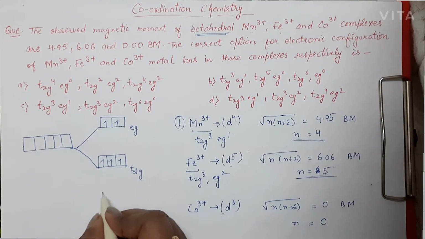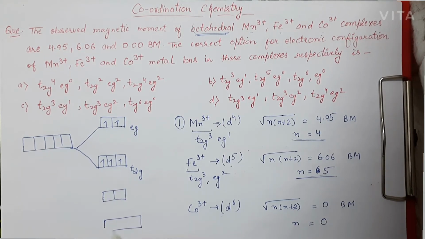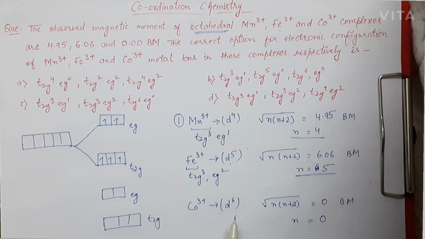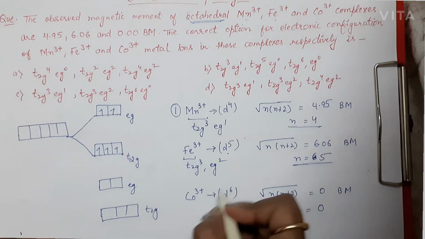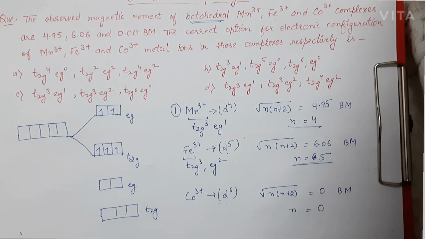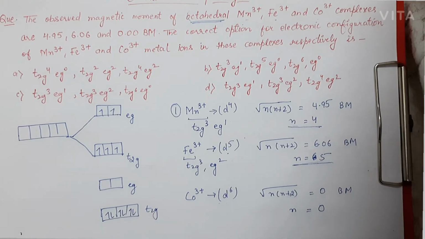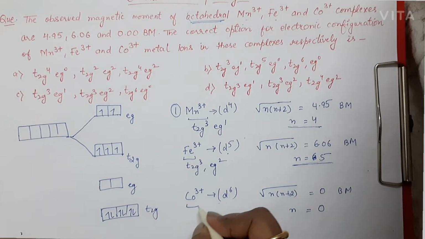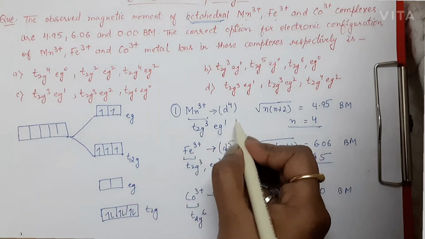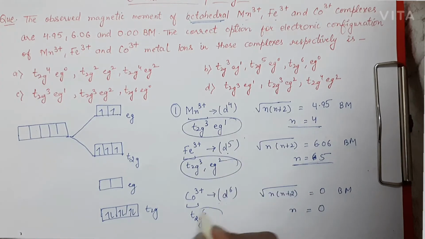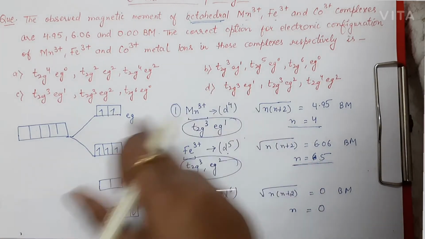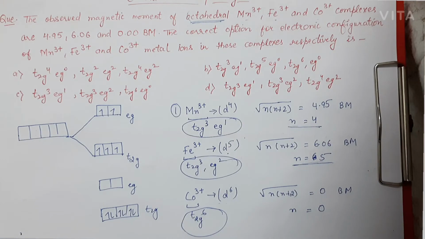Similarly, if we want d6 configuration having no unpaired electrons, then basically we have one eg set and one t2g set, right? This is t2g and this is eg. So we have to fill 6 electrons in such a way that we do not have any unpaired electrons. The filling will be like this, right? Here all the electrons are paired. So in this case we will have t2g6 configuration. So these will be the 3 configurations. If we match these three configurations with the options, we have to look for the correct option, which you can look at by yourself also, right?